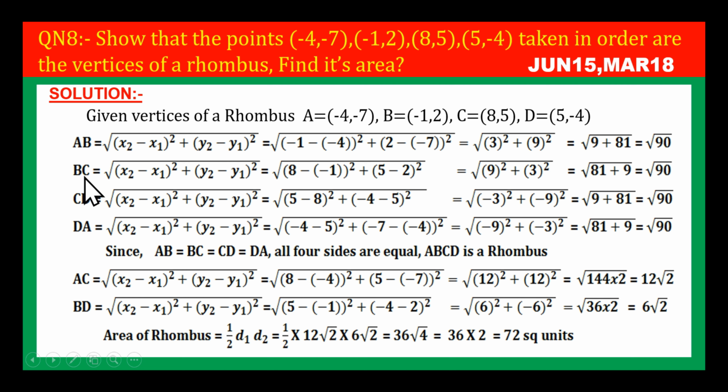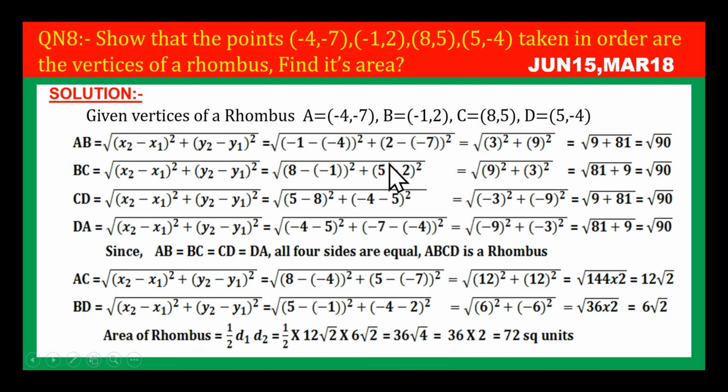Now let us find the second side, BC. Here the coordinates of B (-1, 2) will be x1, y1 and the coordinates of C (8, 5) will be x2, y2. Now BC distance is root over (x2 minus x1) whole square plus (y2 minus y1) whole square. That is (8 minus of -1) whole square plus (5 minus 2) whole square. 8 minus of minus 1 is 8 plus 1, which is 9, whole square is 81. Plus 5 minus 2 is 3, 3 square is 9. 81 plus 9 is equal to 90.